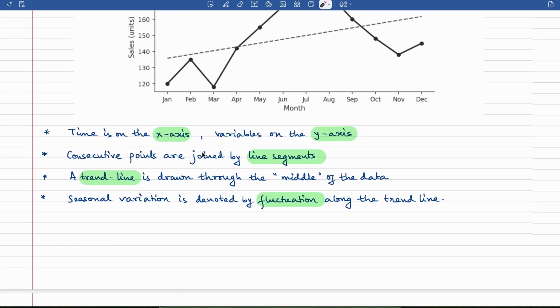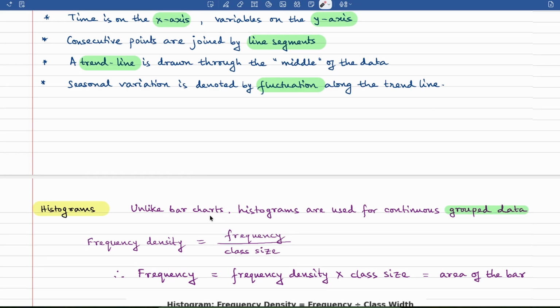Moving on to the next part, histograms. Now remember that bar charts can be drawn on any data. So even if you have class-wise data or discrete data, you could draw a bar chart. A bar chart could be drawn horizontally, it could be drawn vertically. It could also be drawn for categorical data. Okay, but unlike bar charts, histograms are only used for continuous group data.